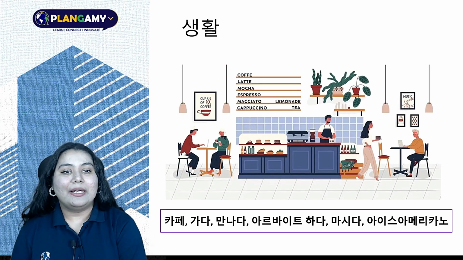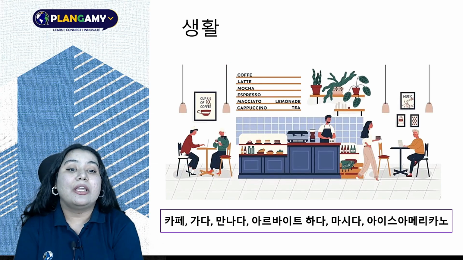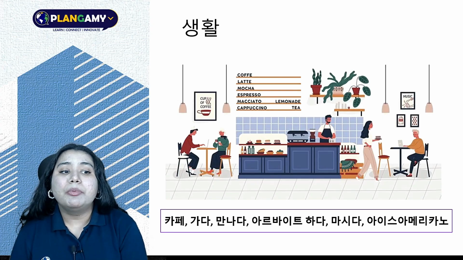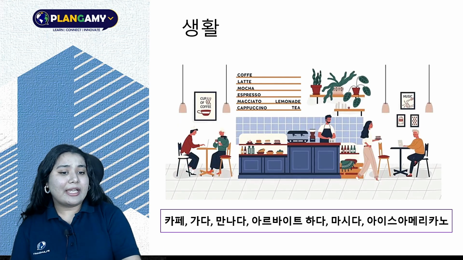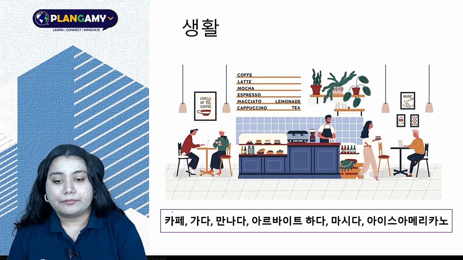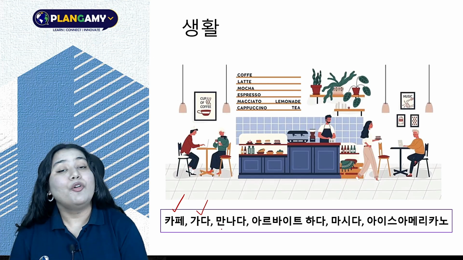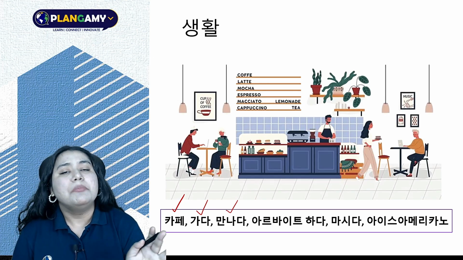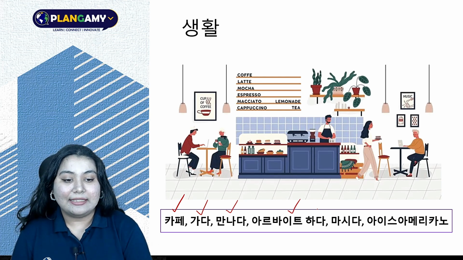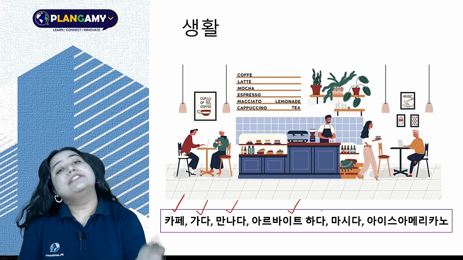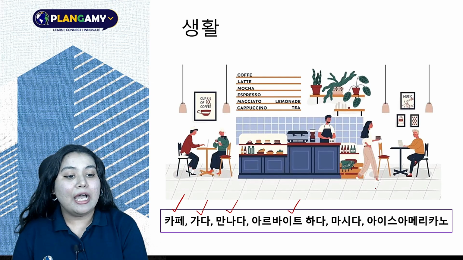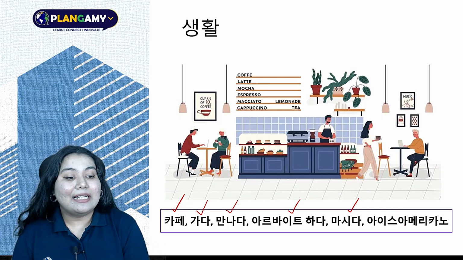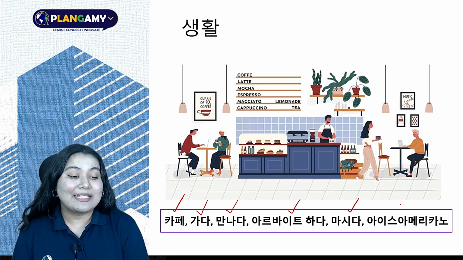Right. Next one. Now we'll talk about 생활, our daily life. So this person here probably works at a cafe or goes to the cafe. Let's see. Cafe. 가다, goes to the cafe. 만나다, meets somebody. Let's say meets a friend, meets anybody. Then 아르바이트 하다. So this person works here also. 마시다, drinks. What does this person drink? Ice Americano. Ice Americano this person has.